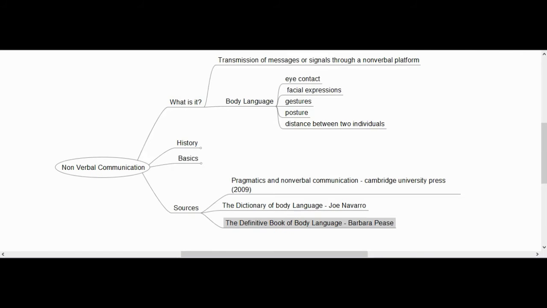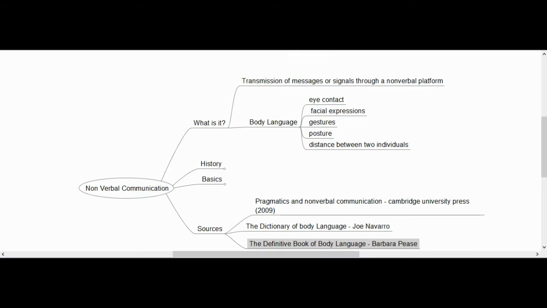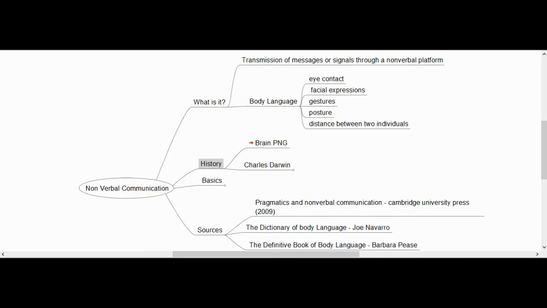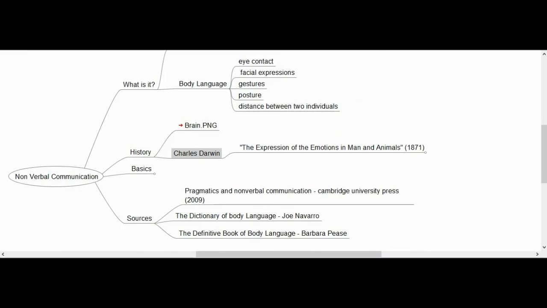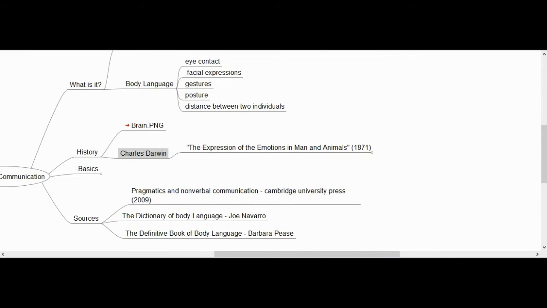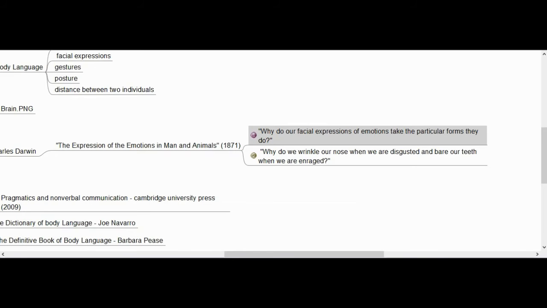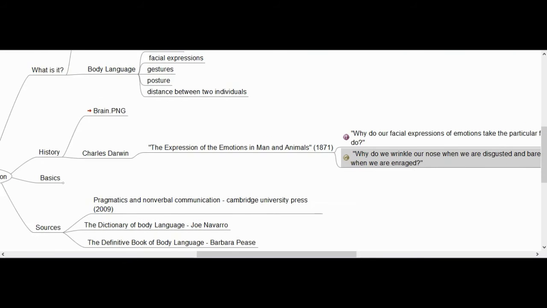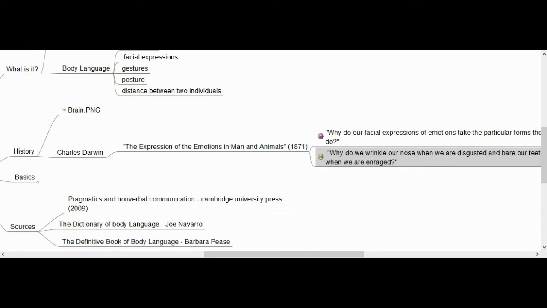So to summarize, we talked about nonverbal communication. What is it? Transmission of messages or signals through a nonverbal platform. And these are the examples and how it started. Charles Darwin wrote the book The Expression of the Emotions in Man and Animals in 1871. What started his curiosity? If you want to get this book too, it's very interesting.